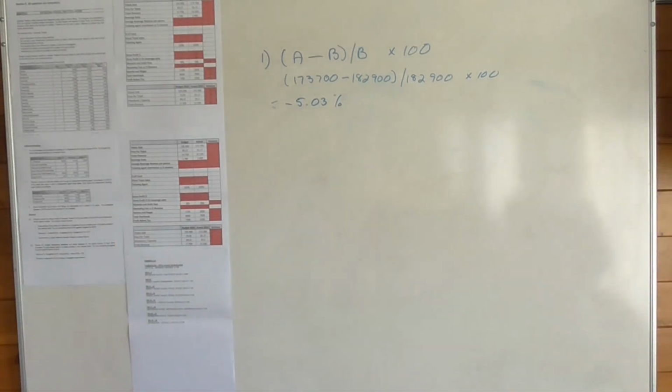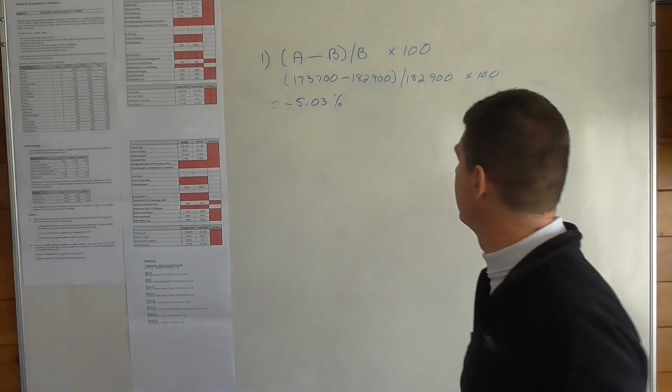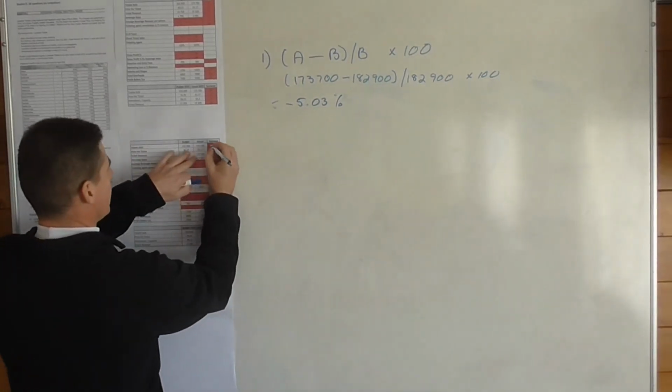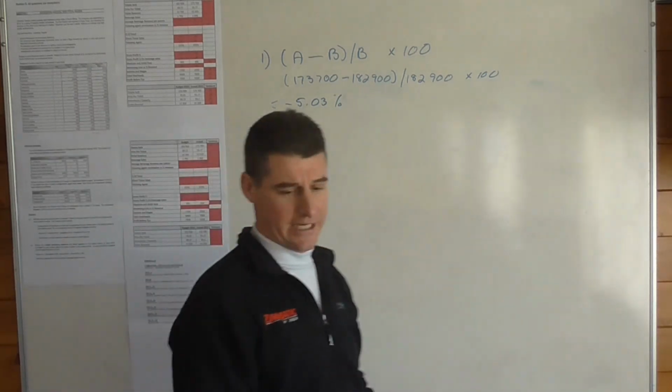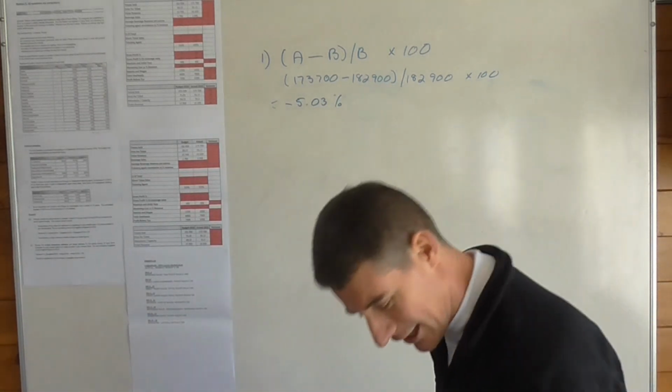Okay, then you take that information. Sorry, I'm just going to get a pen. I'm going to check if this pen writes. Got so many pens here. And then over here, it's minus 5.03%. Okay, so that'll be the first one.